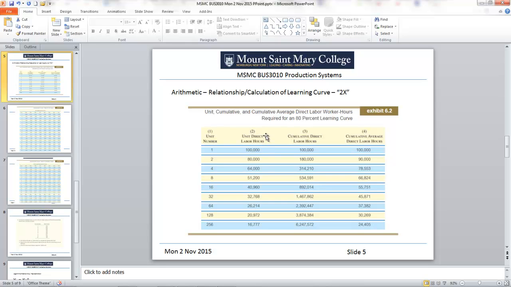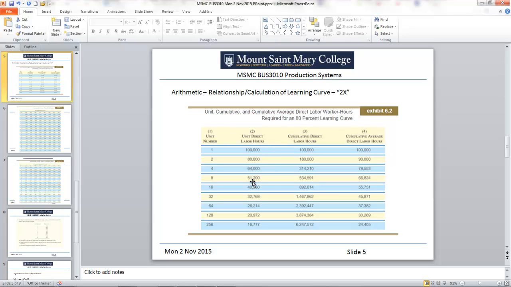So in this chart, we're taking a look at another example where we have an 80% learning curve, and we have the first unit taking 100,000 hours. This might have been about an airplane, I believe. So we're talking about an airplane here. So it takes 100,000 hours to build the first airplane. The second airplane is 80,000 hours. And that's where we can see the 80% learning curve here.